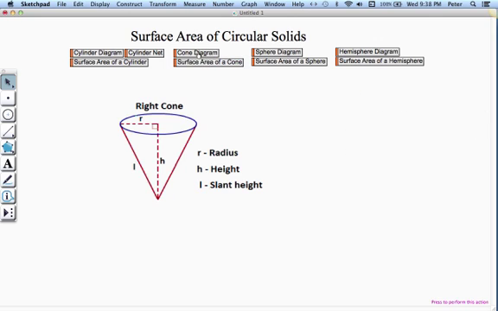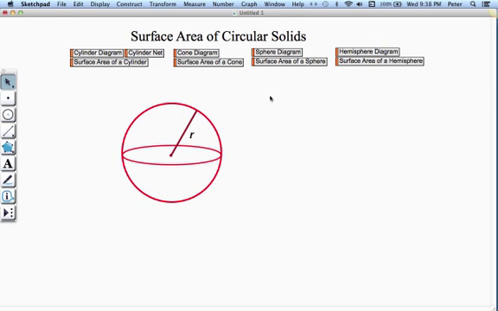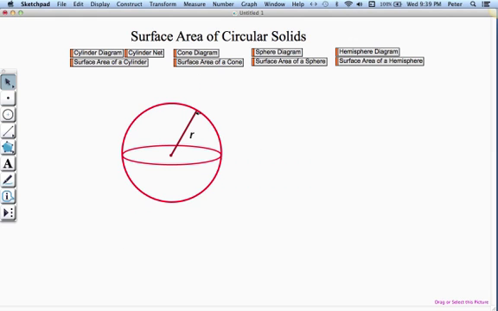Alright, let's move on then to spheres. Now spheres only have one dimension, and that's the radius. And the radius can extend in any direction from the center of the sphere to the edge. Now, we don't have the math needed to prove this formula to you, but the surface area of a sphere is simply 4 pi r squared.